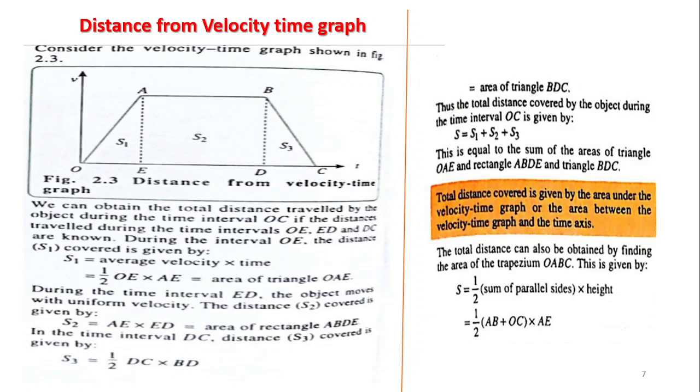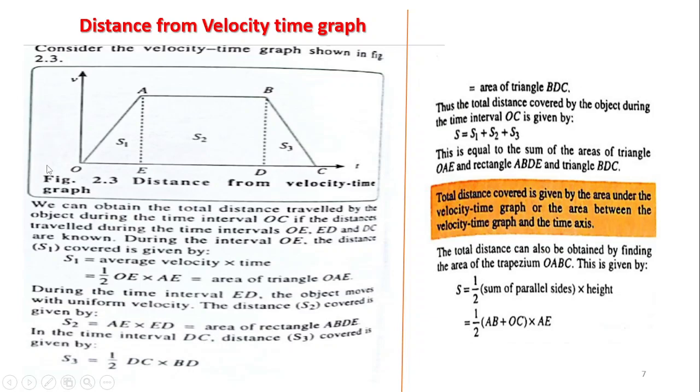If the distances traveled during the time intervals OE, ED and DC here are known, then during the interval OE, the distance covered is given by this. So what does that imply? We can get the area, and so get the total distance traveled by the object here. How do we solve a question like that?